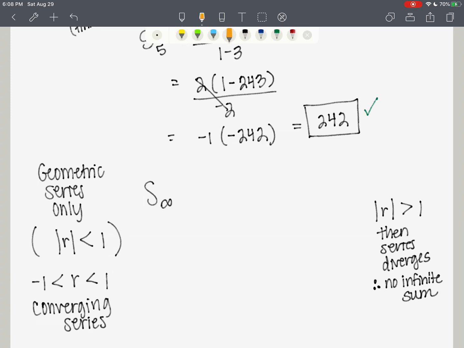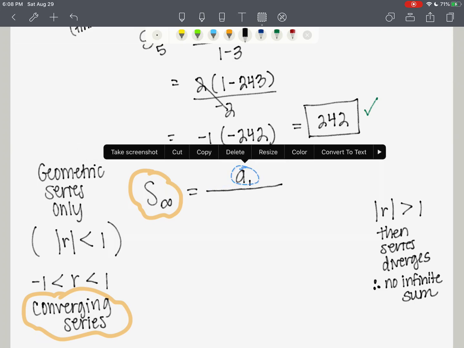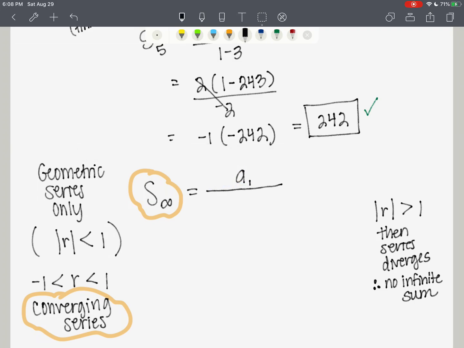So over here, when we have this converging series, we can find the infinite sum. And the infinite sum, this formula is even easier than the last. It's a sub 1 over 1 minus r. I should have put that in the middle because it's that easy: a sub 1 over 1 minus r.